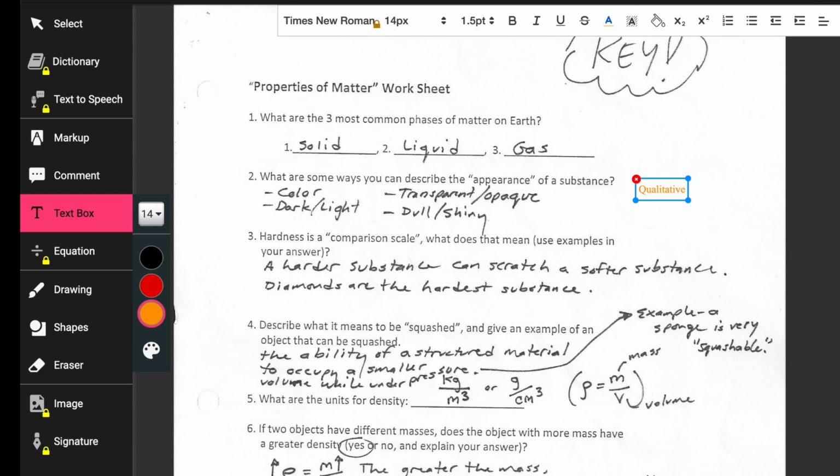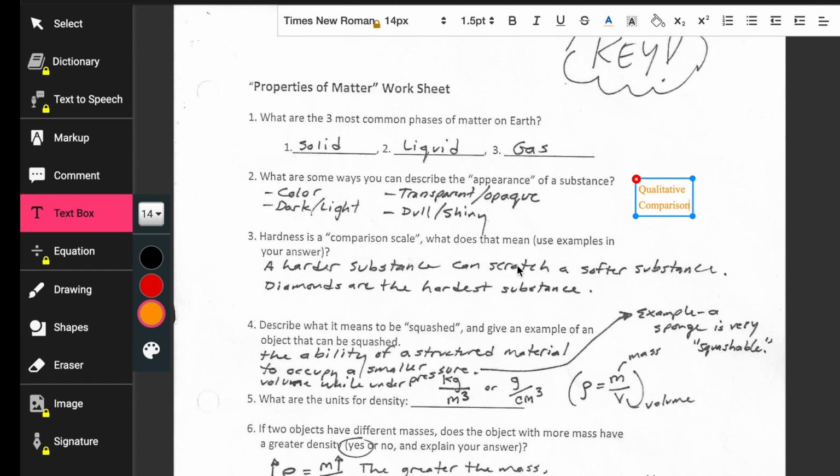Generally, it's also in comparison to something else. So to talk about something as dull or shiny, you have to have something to compare it against. Because something that might seem shiny may seem less shiny if there's something that's shinier. That's not confusing.